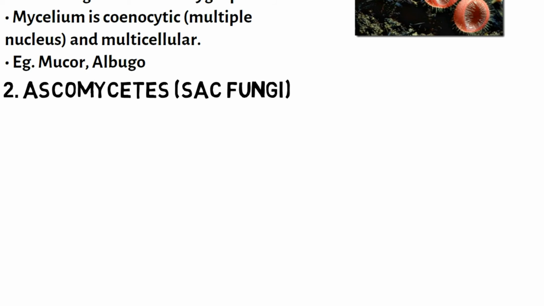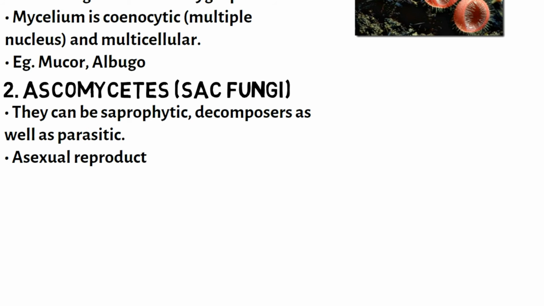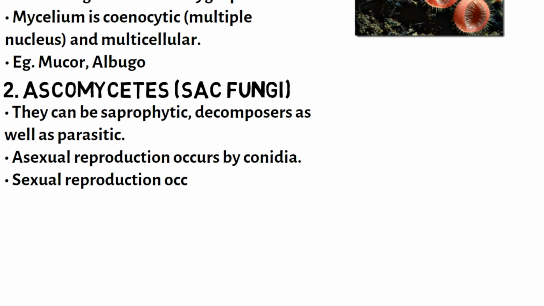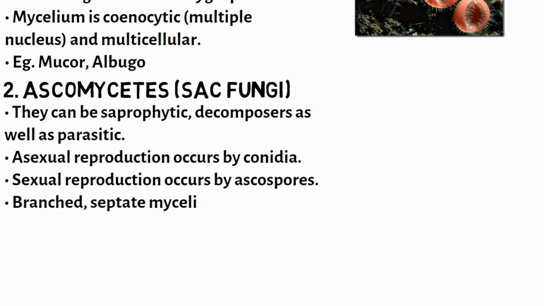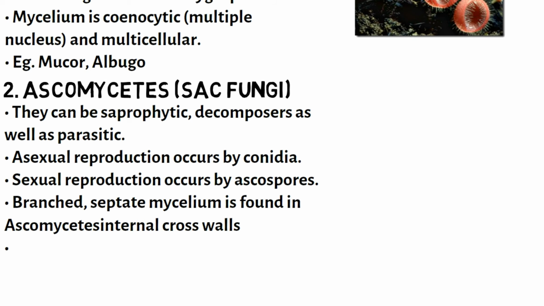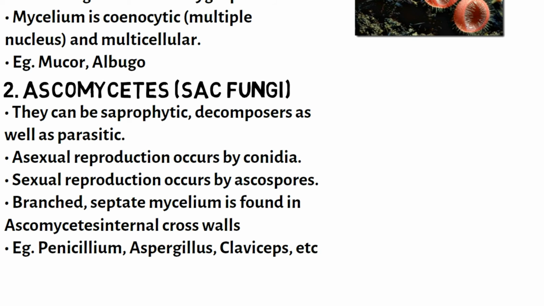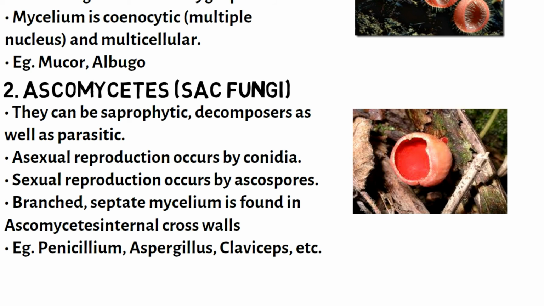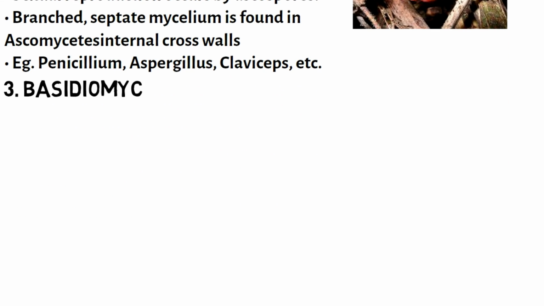Ascomycetes, sac fungi. They can be saprophytic, decomposers, as well as parasitic. Asexual reproduction occurs by conidia. Sexual reproduction occurs by ascospores. Branched, septate mycelium is found in Ascomycetes, with internal cross walls. E.g. Penicillium, Aspergillus, Claviceps, etc.